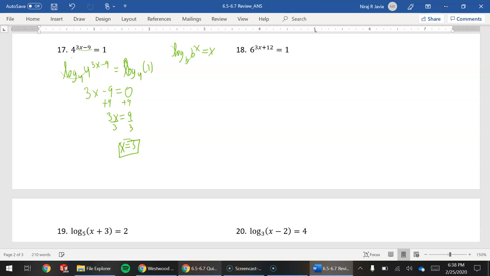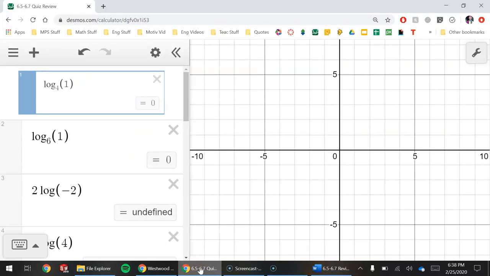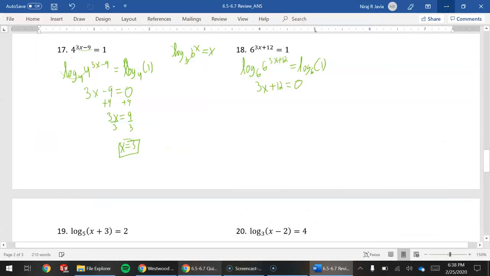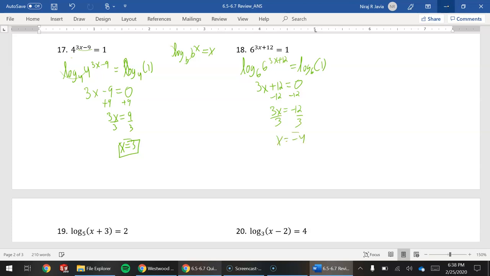Number 18 says to do that. 6 to the 3x plus 12, so I'm going to introduce the same base, log base 6 of 6 to the 3x plus 12 is equal to log base 6 of 1. This goes away, and 3x plus 12 is equal to whatever that is. I wonder what it is. Log base 6 of 1. Bang, bang, chicken wing. Log base 6 of 1 is 0. Then I subtract 12, subtract 12. 3x is equal to negative 12. Divide by 3, divide by 3. x is equal to negative 4. Bang, bang, chicken wing.